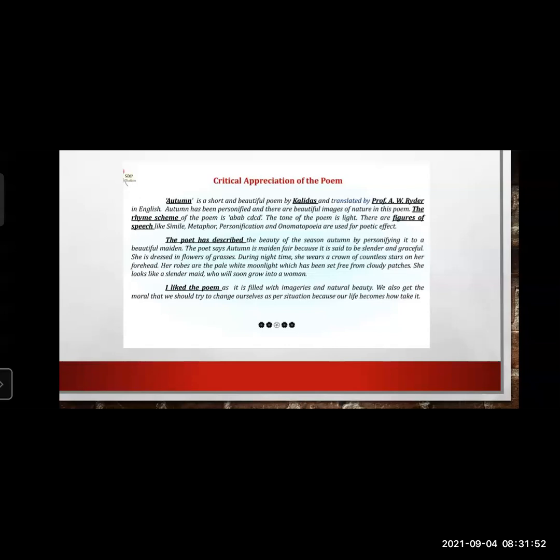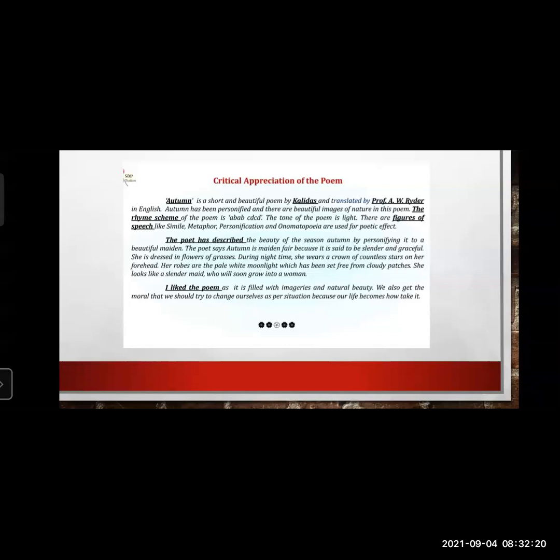The figures of speech which are used in this poem are simile, metaphor, personification, onomatopoeia, as well as alliteration. These are some poetic effects which are used by the poet in the poem. We have all seen examples of poetic devices here. You can write a sentence of any poetic device here, and you can explain it.